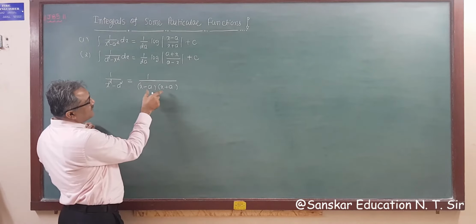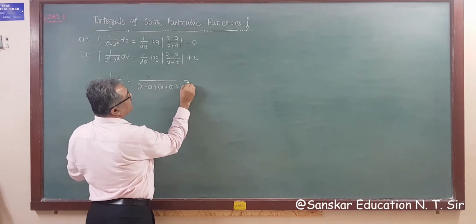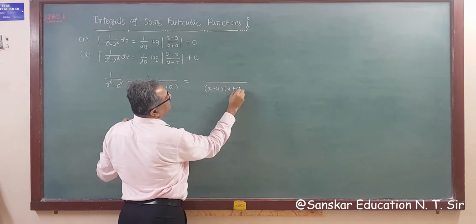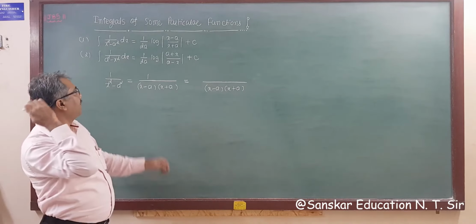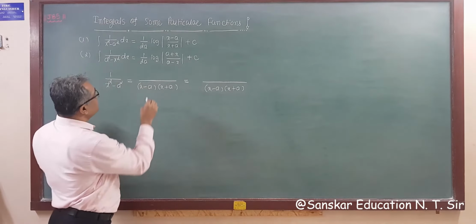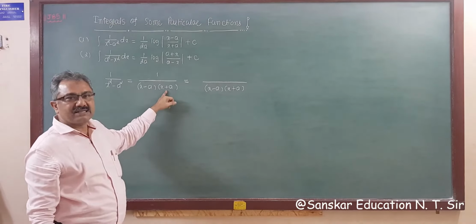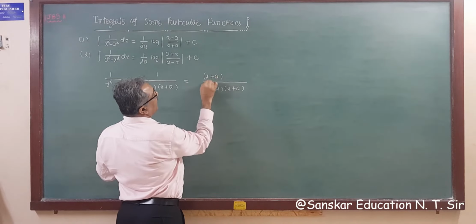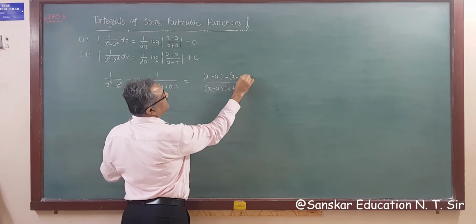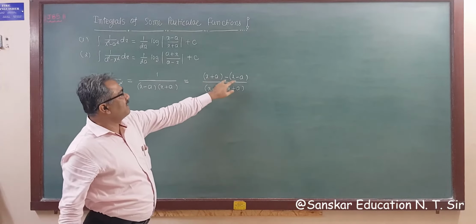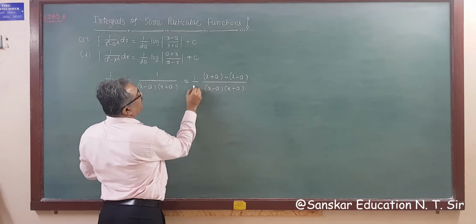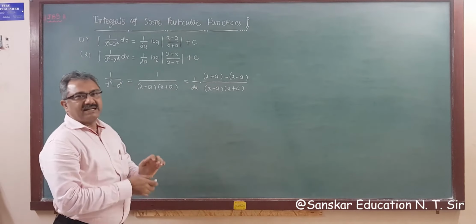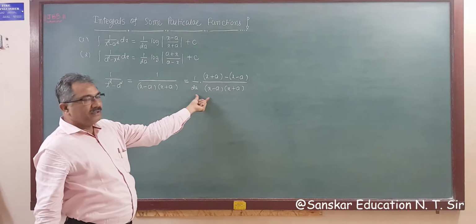Now I am adjusting this denominator in the numerator, where the denominator is (x minus a)(x plus a). In the numerator we want a constant one, that means we don't want this variable x. So if I write this x plus a and subtract x minus a, then what is our answer? This x will cancel, and minus minus plus, so this is 1/2a. It means we divided and multiplied by twice a, right?